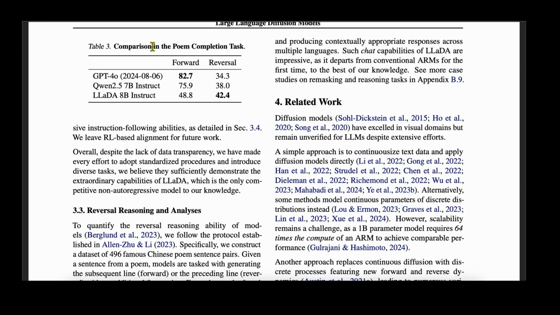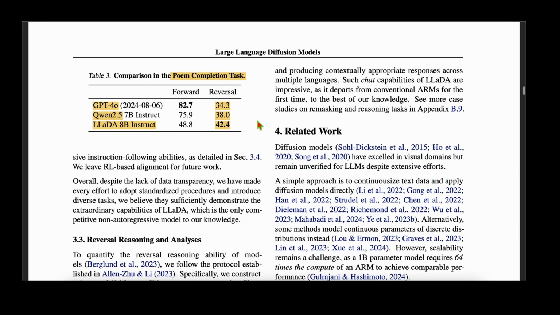And they've also shown a brief comparison on the completion task, and we can see that LLaDA 8 billion instruct is very good in reversal, which is one of the advantages of these diffusion models. This result clearly indicates that when it comes to reversal, even GPT-4o or Qwen model are lagging behind, but LLaDA 8 billion instruct is pretty good in this reversal reasoning.